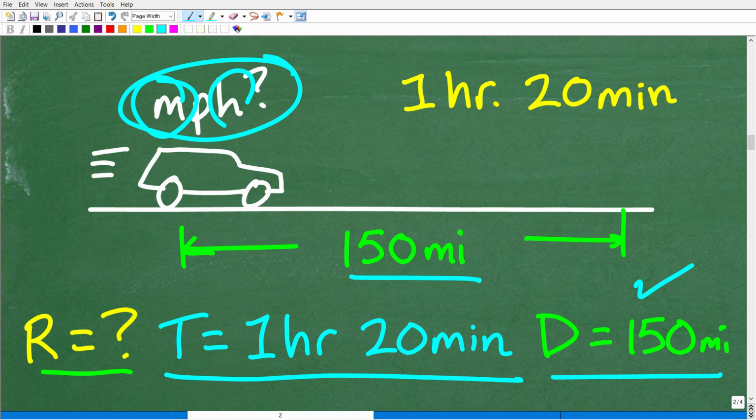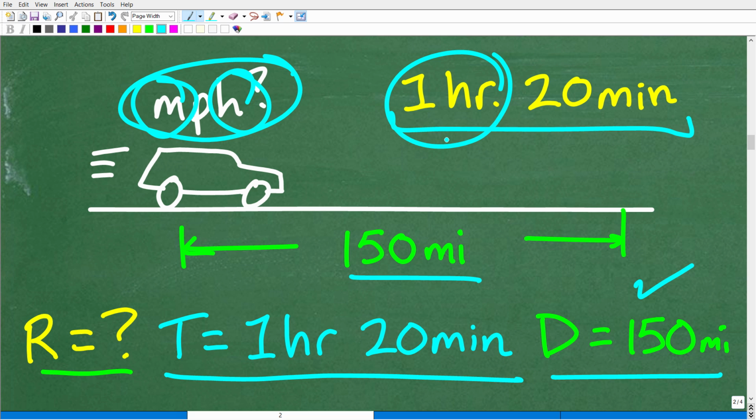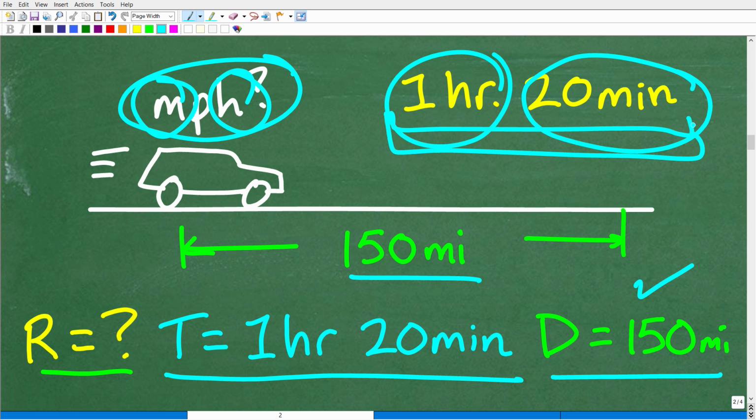Now, how about our time? Is our time in hours? Well, not entirely. We have 1 hour and 20 minutes. So we have 1 hour, but we don't have 1 hour and 20 minutes completely expressed in hours only. So we're going to have to fix this right here and do some quick conversion, and then we can apply this formula and solve the problem.